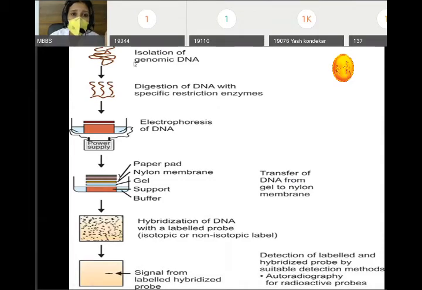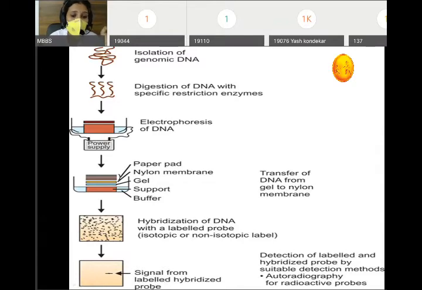Now genomic DNA is isolated. This isolated DNA is digested with specific restriction enzymes. Electrophoresis of the DNA is done, and on this electrophoresis the DNA is separated. It is transferred from the gel to a nylon membrane, and then there is hybridization of the DNA with a labeled probe.